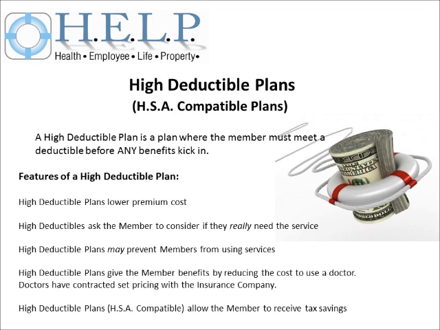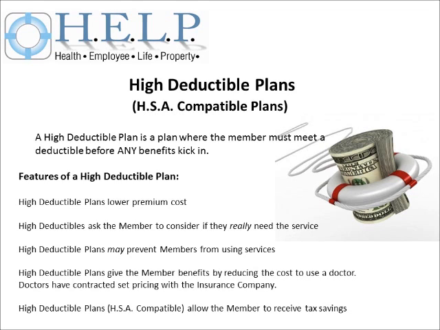Some features of the high deductible is that the member pays a higher deductible in exchange for lower monthly premiums. The idea is that the money you save in premiums, you put away to meet the deductible for when the time comes. High deductibles ask the member to consider if they really need to go seek medical services. This plan is also called a consumer-directed health plan because the consumer is more likely to choose when or when not to seek medical treatment.